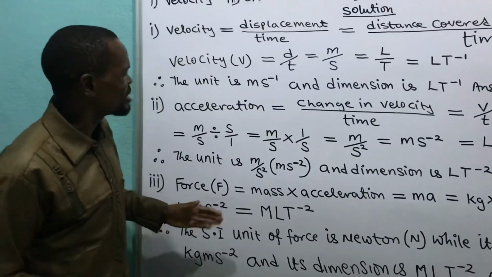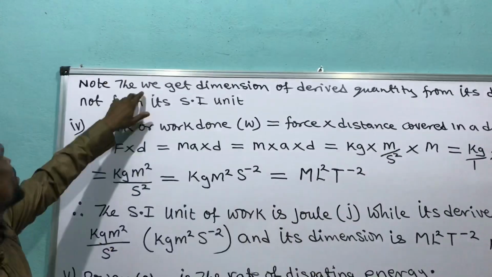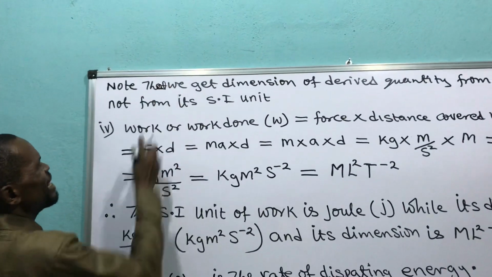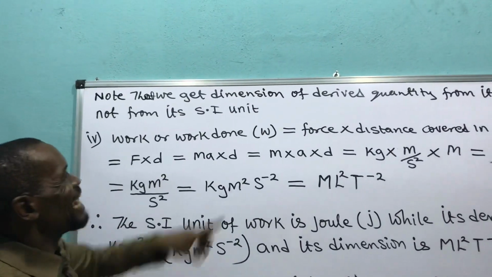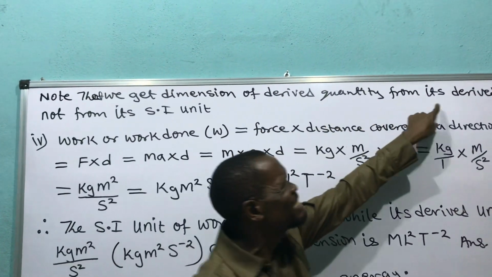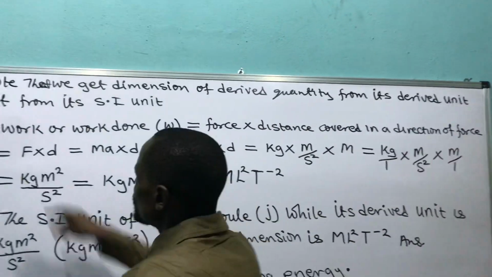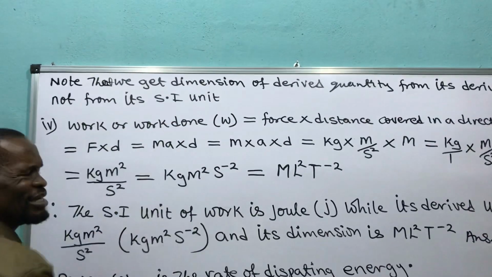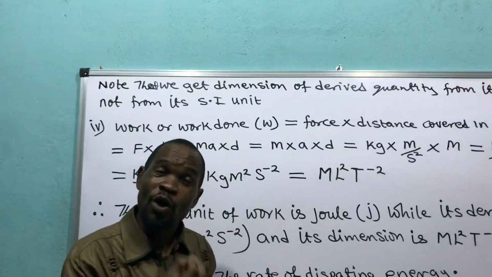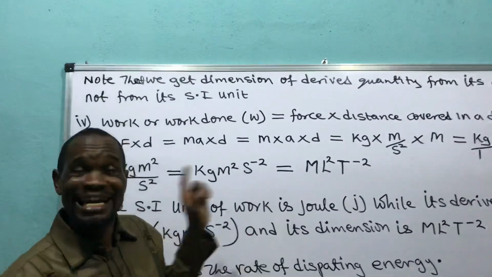Therefore, we have seen this. Let's see the next one. Note that we get the dimension of a derived quantity from its derived unit, not from its SI unit. We don't get derived units or dimension from the SI unit.